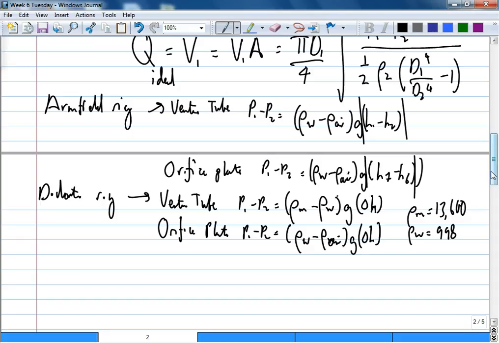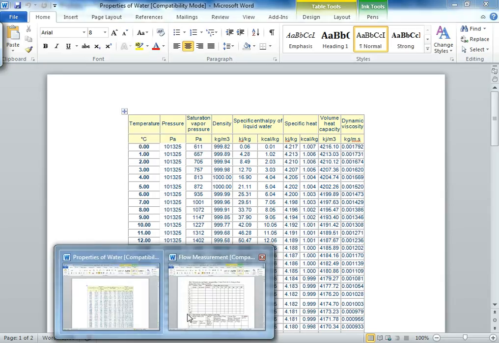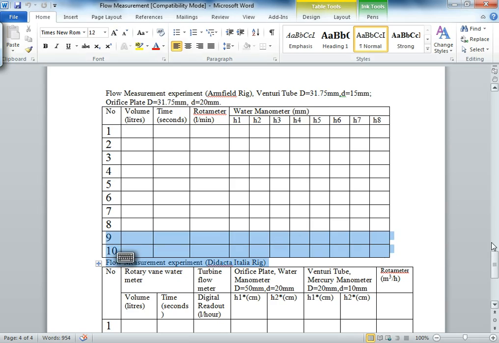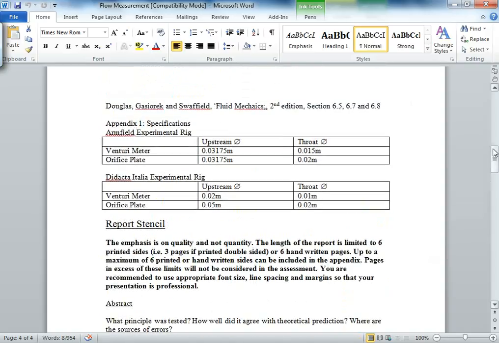The D1, D2, it's all given here. I think they're accurate now. In the lab handout, depending which one you do, the upstream diameter is the D1, and the downstream throat diameter is the D2 for each of the devices: Venturi tube, Venturi meter, orifice plate, for both the armfield and the deductor. So you choose which one you use. D1, D2 from here.